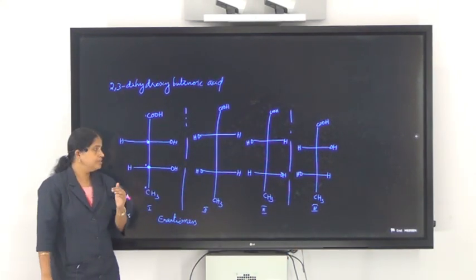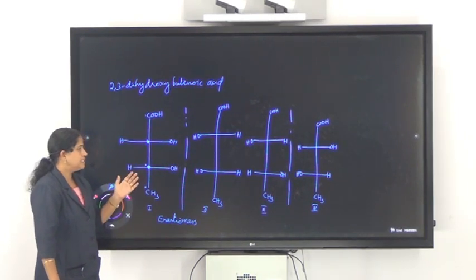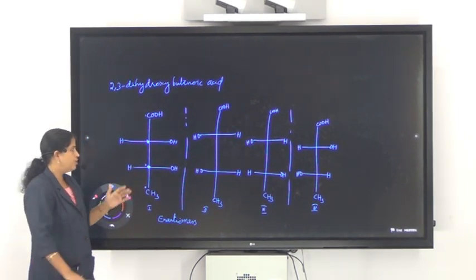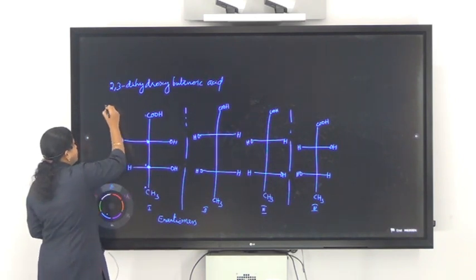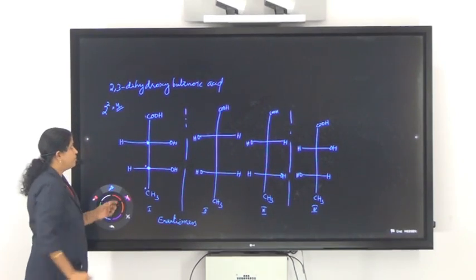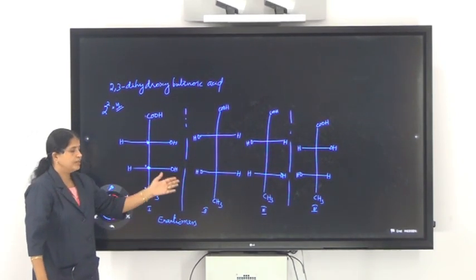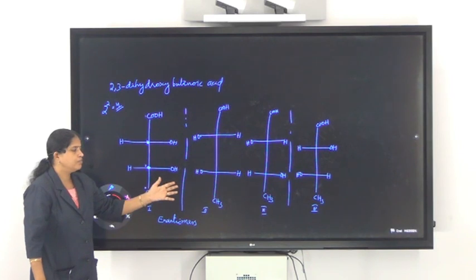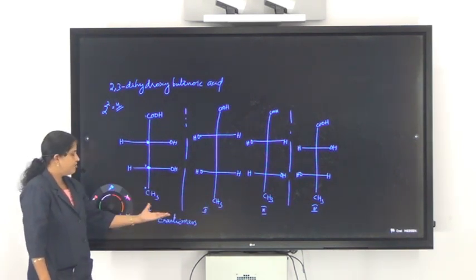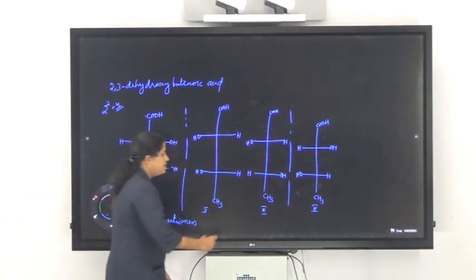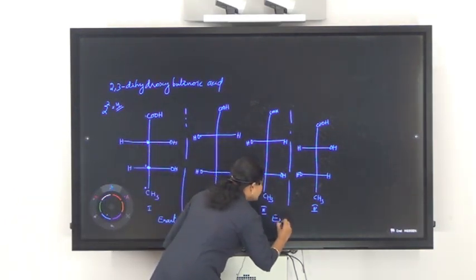So we can find out the number of optically active isomers for a molecule which possesses two asymmetric carbon atoms, that is 2 raised to 2, which equals 4 isomers. So for 2,3-dihydroxybutanoic acid, 4 isomers are possible: 1, 2, 3 and 4. These are one pair of enantiomers and these are another pair of enantiomers.